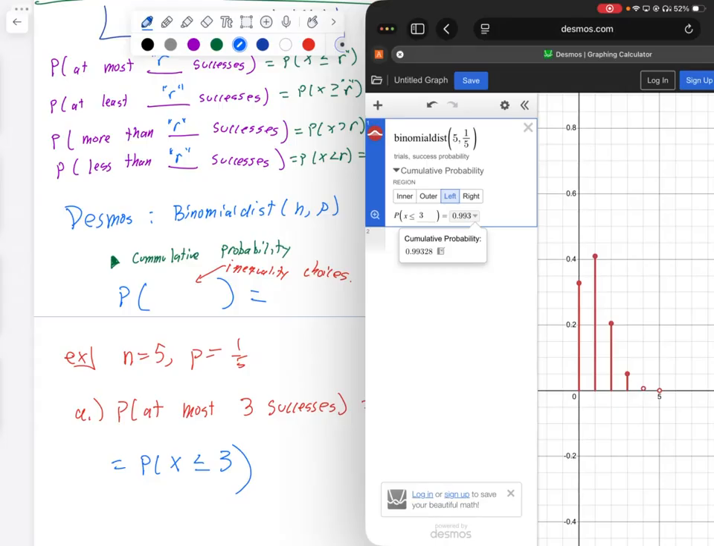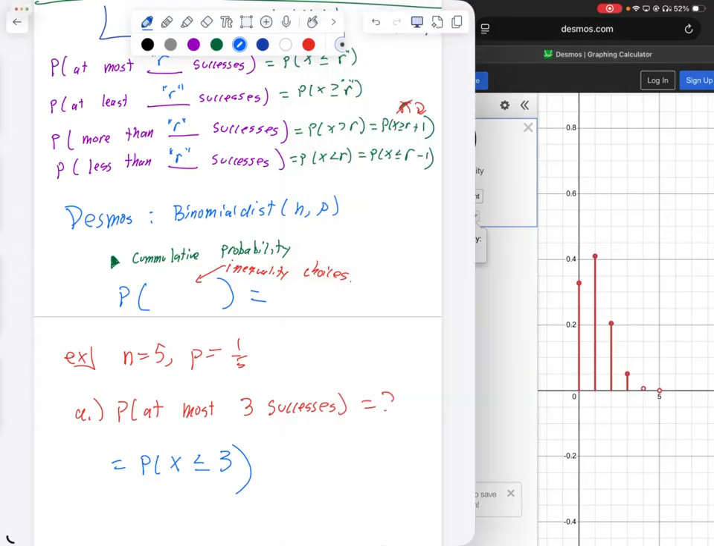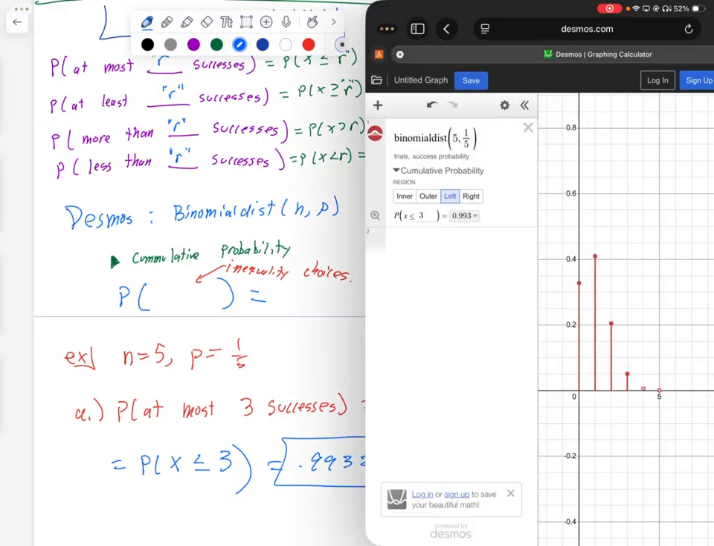So the answer is 0.99328. Now, again, notice the graph does it for you. Look, it darkens the lines that you wanted. So it's saying, hey, I'm adding the probability of 0, the probability of 1, the probability of 2, and I'm adding the probability of 3. So it bolds the options of what it's adding together, what the cumulative is using.